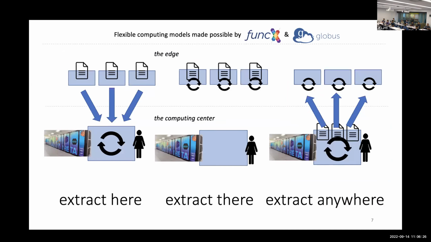So why is funcX important? Well, it enables us to have a flexible computing model. If you want to extract all your data at the edge, at a center, or some combination in between, whatever is fastest, whatever you want to do, whatever allocations you have, that is made possible by funcX and Globus, right?